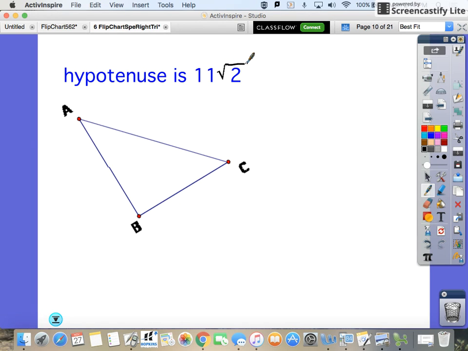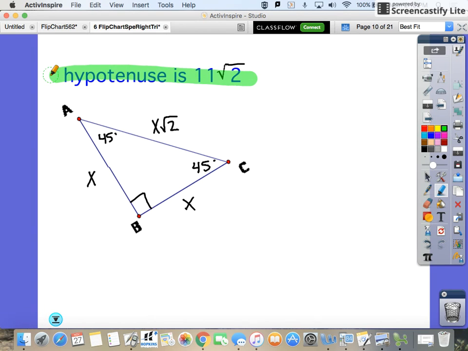Now, if the hypotenuse is 11 root 2, first we'll still start by labeling. That one's our right angle. So this is our hypotenuse, x root 2. That means this is x and this is x, 45, 45. Now, they said the hypotenuse is 11 root 2. So now x is 11. So x is 11, and the side is also 11.